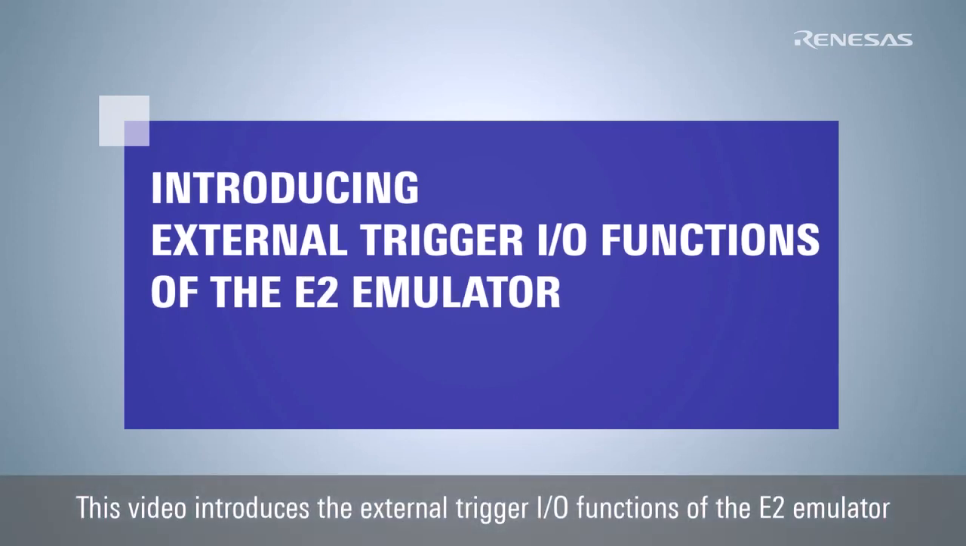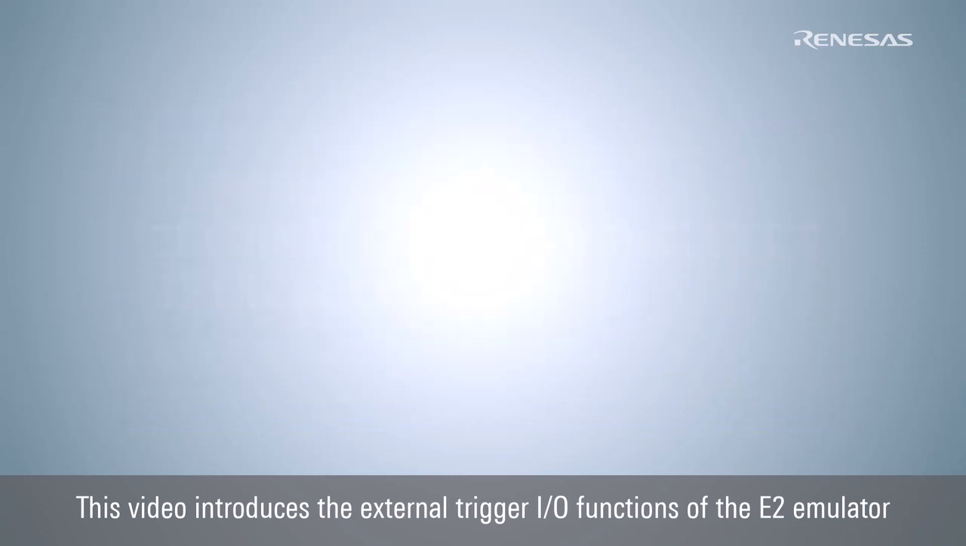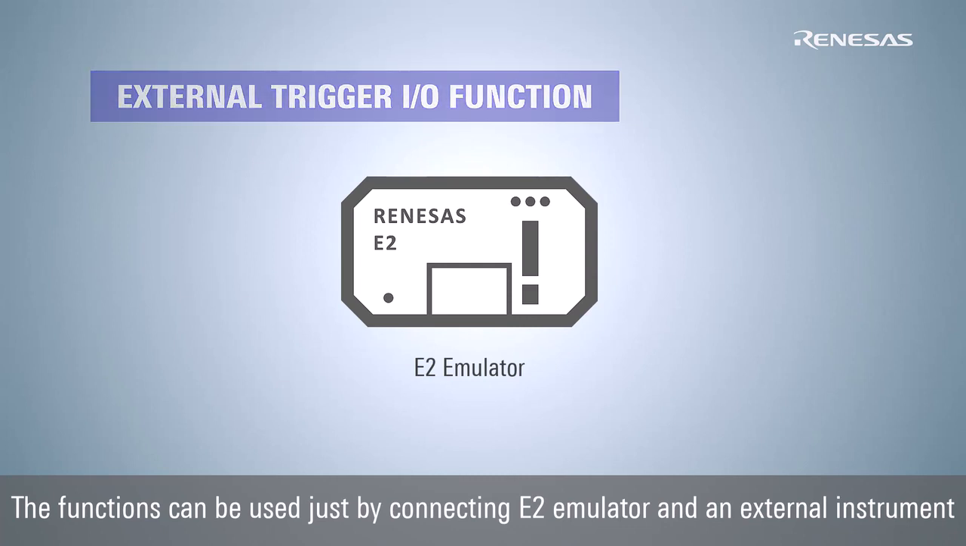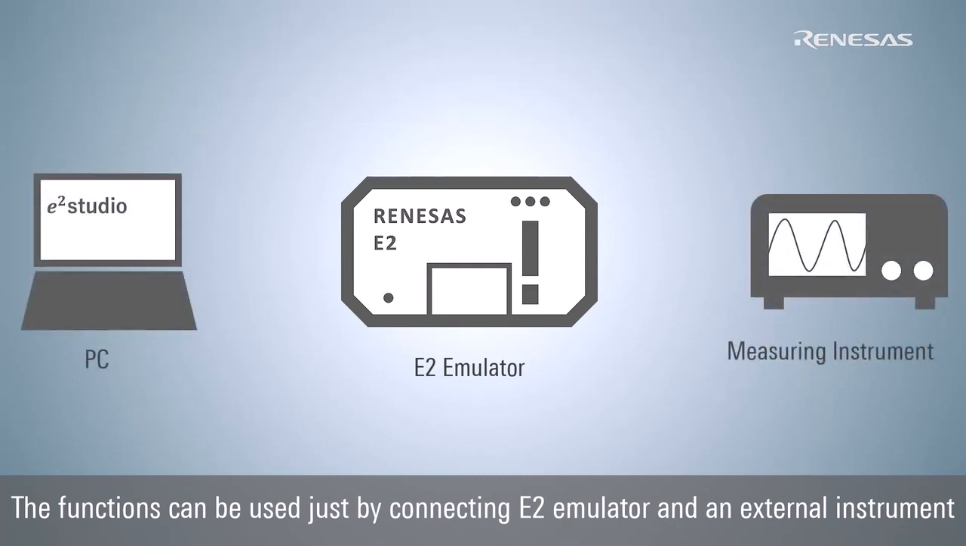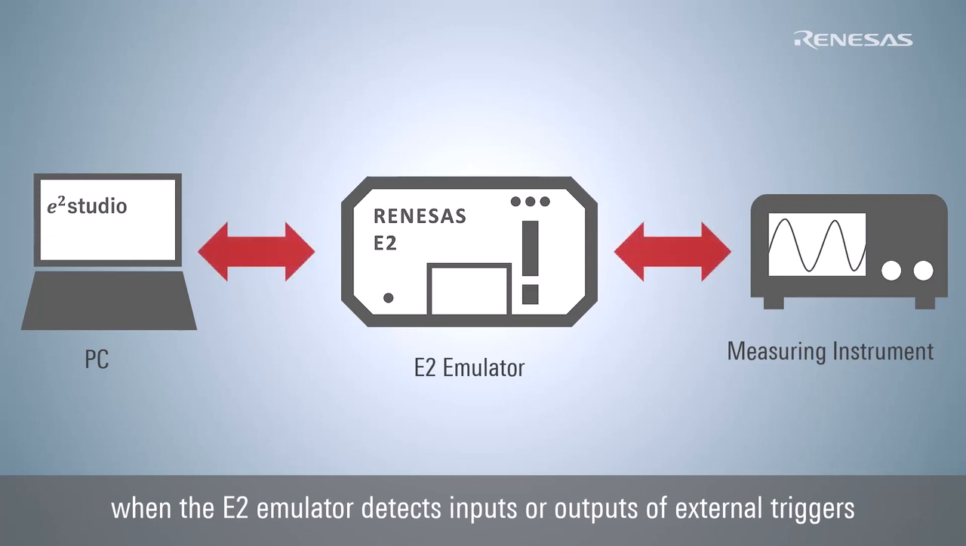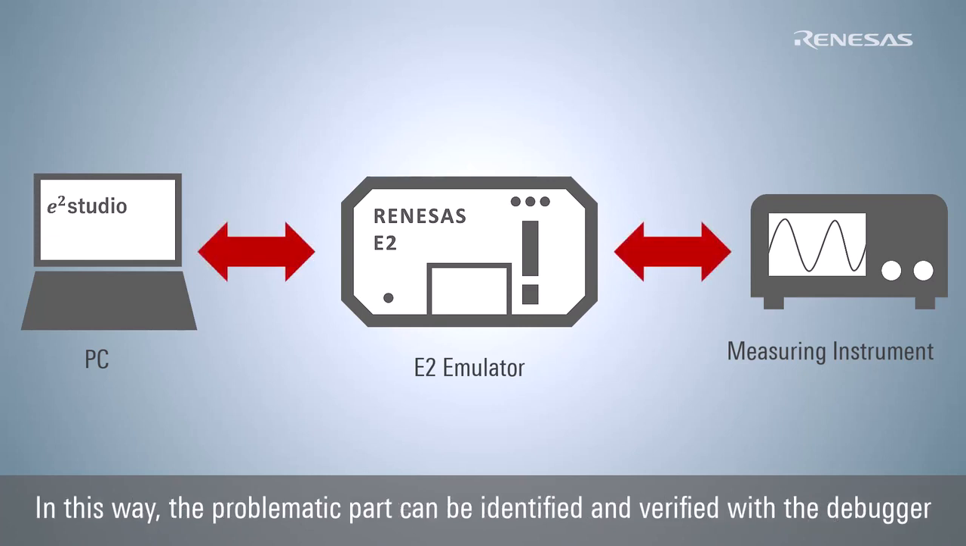This video introduces the external trigger input and output functions of the E2 emulator. The functions can be used just by connecting the extended interface pins of the E2 emulator to an external measuring instrument. The debugger stops the user program or measurement of the external measuring instrument when the E2 emulator detects inputs or outputs of external triggers. In this way, the problematic part can be identified and verified with the debugger.